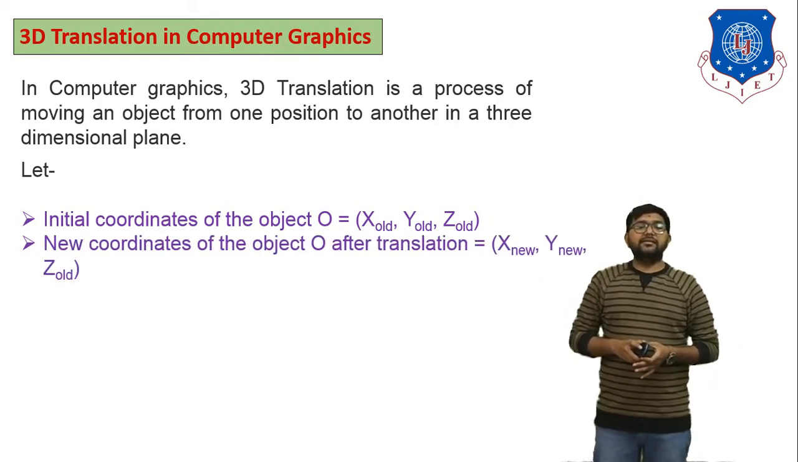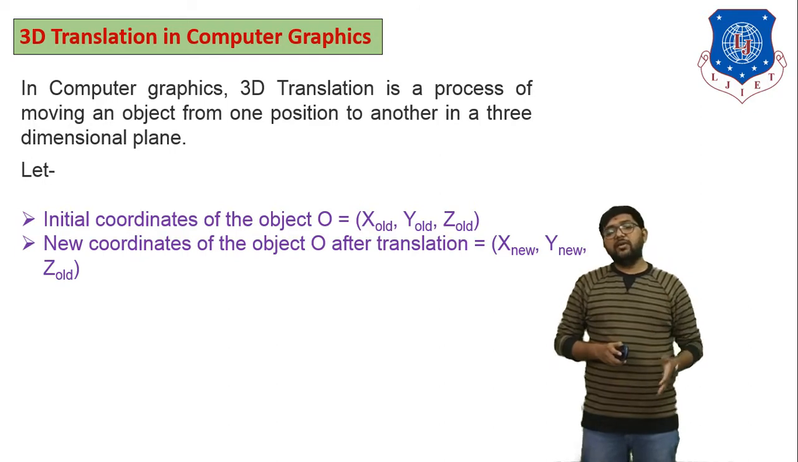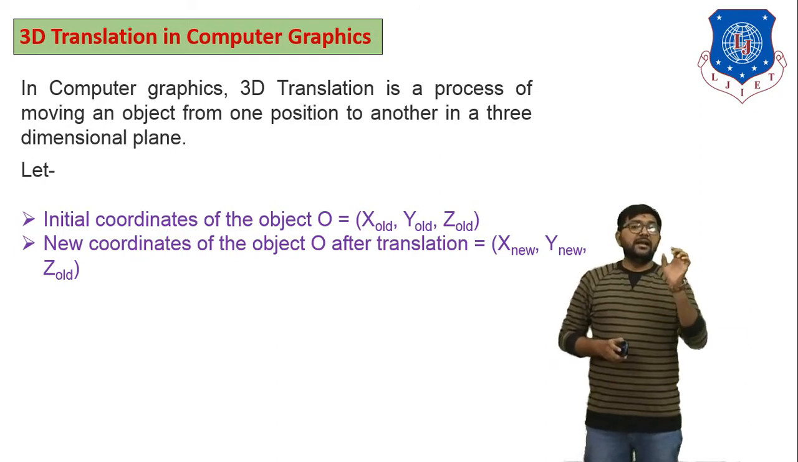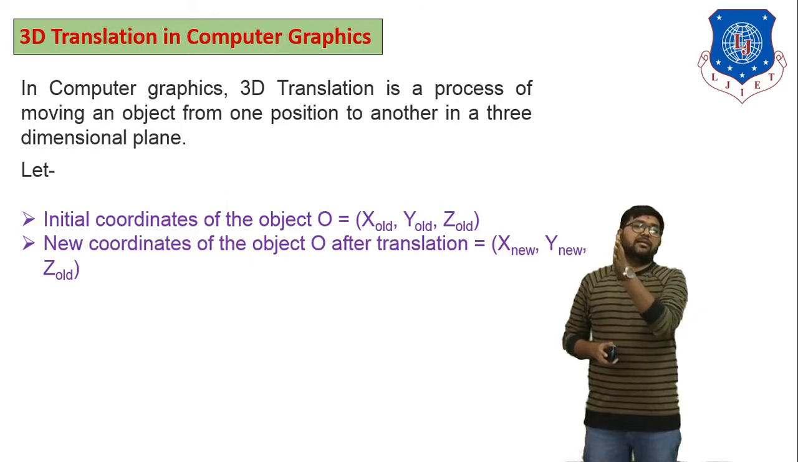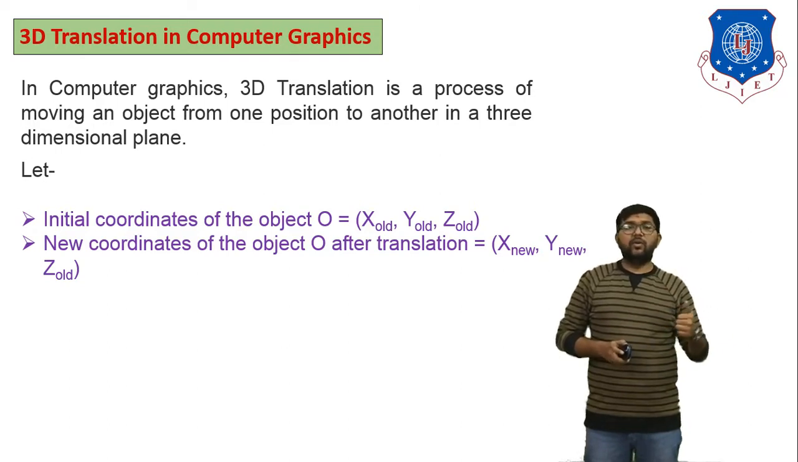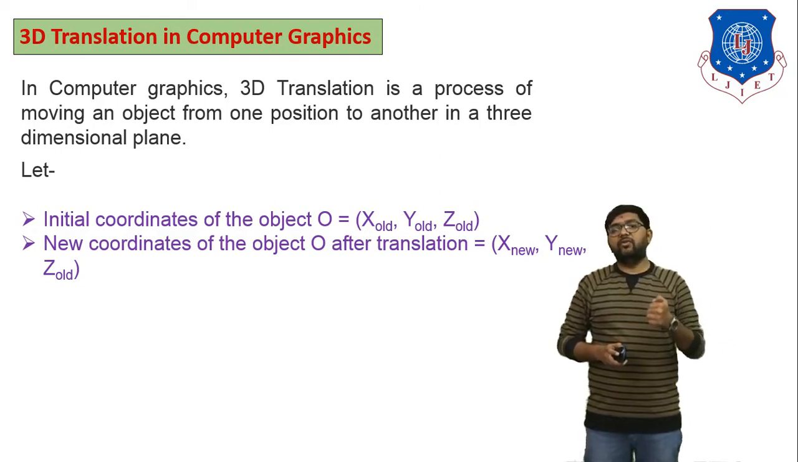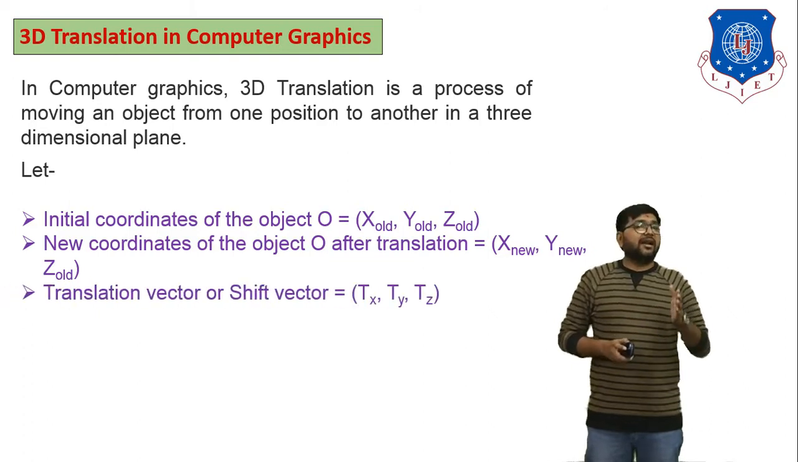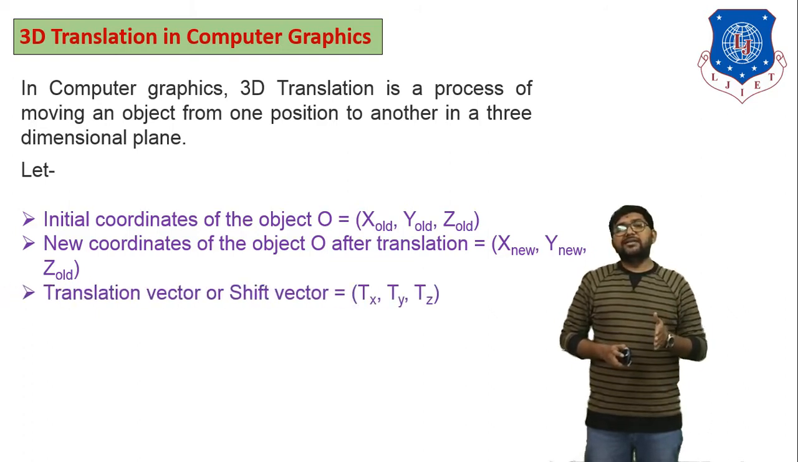Next, the new coordinates of object O after translation. We give some translation to the old point O, and we get a new point whose coordinates we consider as x new, y new, z new. The translation vector or shift vector is equal to tx, ty, tz. You all know tx means translation along the x-axis, ty means translation along the y-axis, and tz means translation along the z-axis.